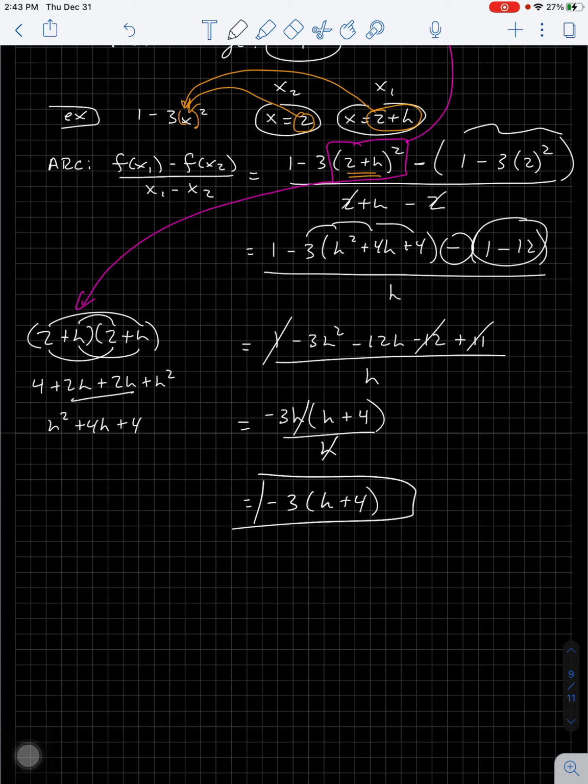Okay. What is your net change? Your net change is the top before any canceling is done with the bottom. So your net change is going to be the top, which is negative 3h, h plus 4. Okay, it's this step right here, before we canceled the h with the denominator.